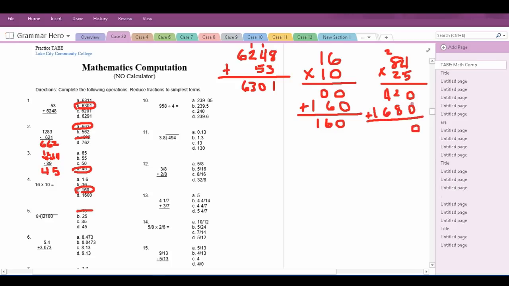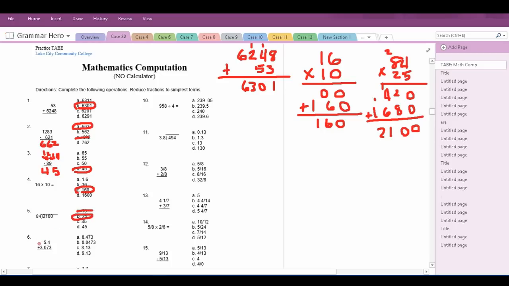0 plus 0 is 0. 8 plus 2, or 2 plus 8 is 10. Bring a 1. 6 plus 4 is 10. Plus 1 is 11. So we bring down that 1. So this is 2100. What were we looking for? 2100, so we're done. 25 turned out to be the right one.